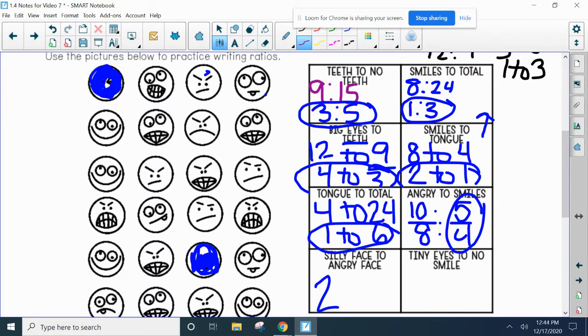So 2 to 10. And I shouldn't have written that so big. Also, I want to write it as a fraction. We did some colons, but we didn't do any fractions. So 2 silly faces to 10 angry faces. We're going to divide both of those by 2. 2 divided by 2 is 1. 10 divided by 2 is 5. And I've simplified my ratio.